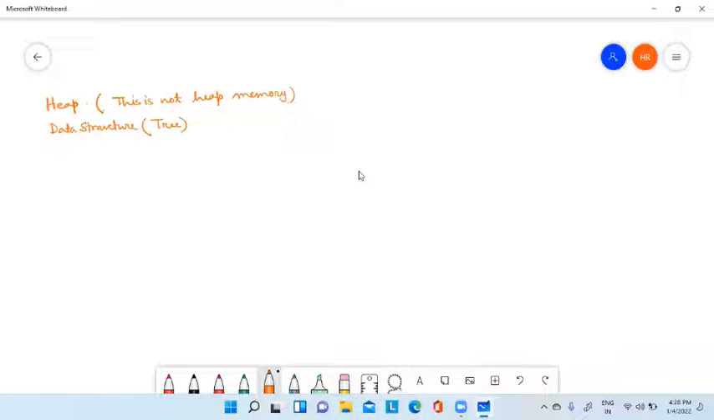Okay, so basically there are two types of heap. One is called max heap and another is called min heap. Now what is the exact definition of heap? The first thing that you have to remember about heap, I have already told in the last class, is that heap is a kind of complete binary tree. If you remember the last class, what is the meaning of complete binary tree?